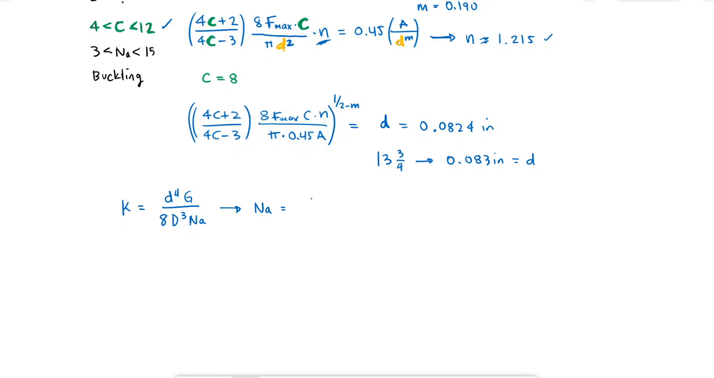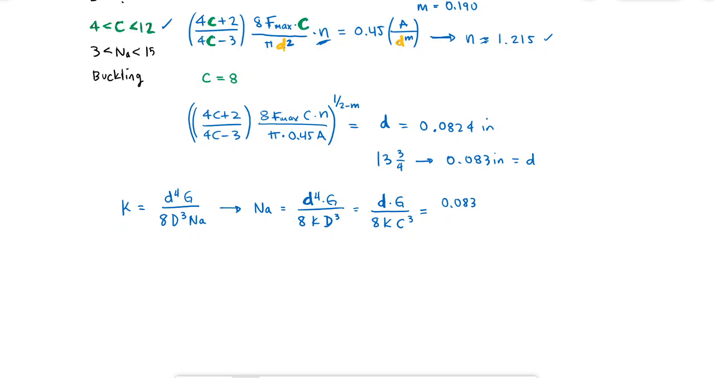So the number of coils would be d⁴ G over 8k D³. And again, I don't want this in terms of capital D because I don't have that yet. I would write it in terms of C. So d G over 8k C³. The C³ would take care of D³ and 3 of these lowercase d's. So that's why I only have 1 here. Okay, so this, in terms of the numbers I have, would be my real diameter. So I'm going to write those values down here.